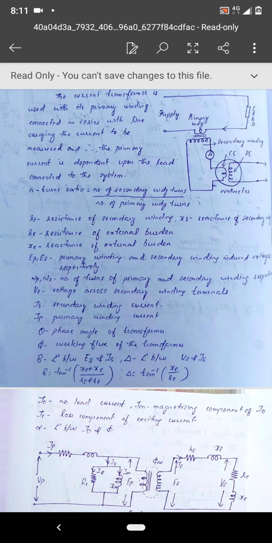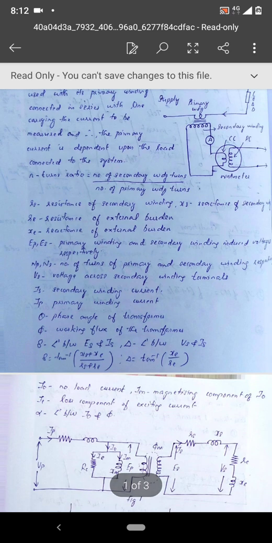Then EP and ES are the primary winding and secondary winding induced voltages respectively. Then NP and NS are the number of turns of the primary and secondary winding respectively. VS is the voltage across the secondary winding terminals. Yesterday also I told that E represents the induced voltages and V represents the terminal voltages. So IS is the secondary winding current, IP the primary winding current. Then theta is very important, that is the phase angle of the transformer. We'll come to that. Then phi is the working flux of the transformer, which we have seen yesterday also. Then small delta is the angle between ES and IS. Then capital delta is the angle between VS and IS.